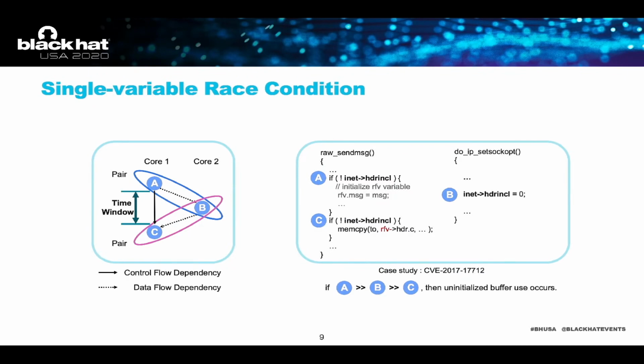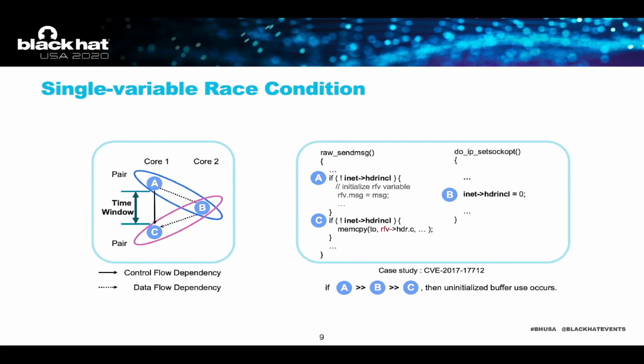This type of race condition vulnerability occurs when the instructions A, B, and C are executed in order. Specifically, the instruction B should be executed after the instruction A and before the instruction C. And we refer to the time between them as the time window or race window. The figure on the right describes a single variable race condition vulnerability found in the Linux kernel.